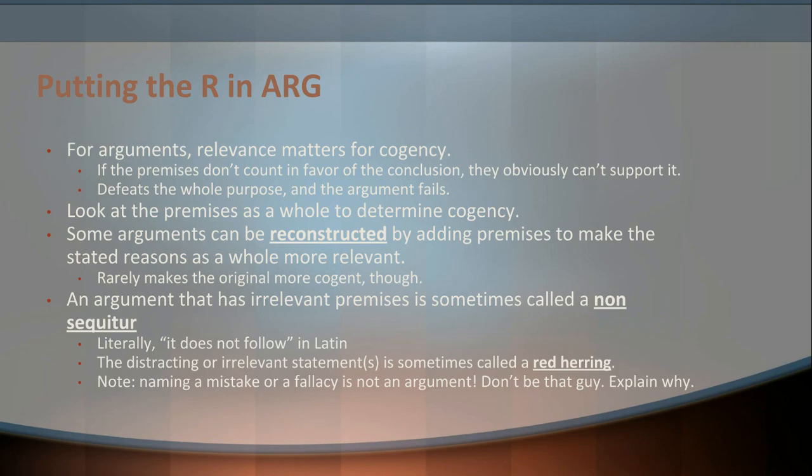Simply naming an argument or saying, oh, that's an ad hominem, or oh, that's a straw man. You committed a fallacy there. That on its own is not a polite or a very well supported criticism of another position. So don't be that guy. Don't just name and throw out fallacies and consider that the end of your arguing. It's just intellectually lazy and it's not polite, just in general.